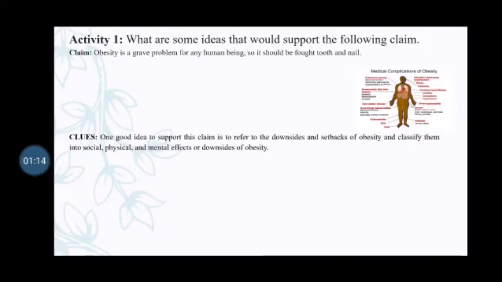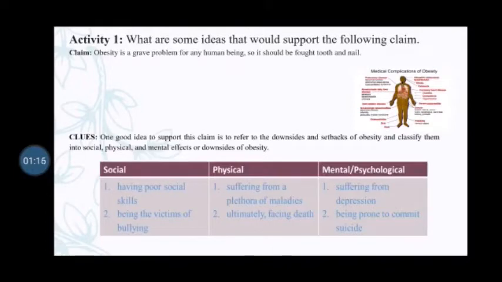Let's check them. In the social, you could refer to having poor social skills, being the victims of bullying. In the physical, you can talk about suffering from a plethora of maladies, ultimately facing death. In the mental or psychological, you can talk about suffering from depression, being prone to commit suicide.